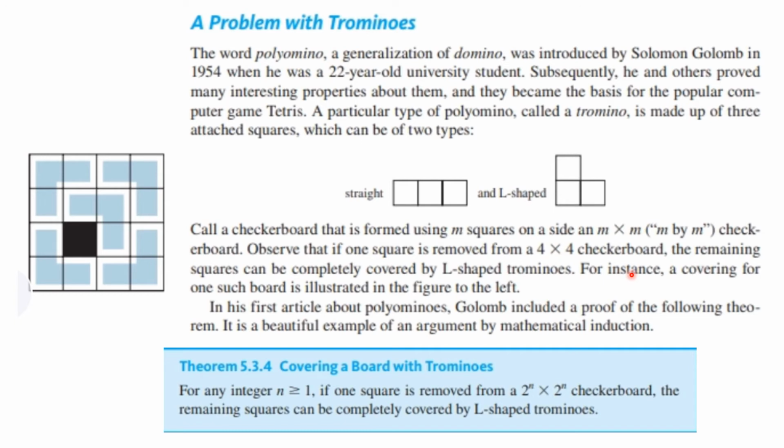We're going to talk about a geometry problem now. The word polyomino is a generalization of dominoes, and this was introduced by Solomon Golomb when he was a 22-year-old university student. He was much older than that when I was a 22-year-old university student, and he was one of my professors.